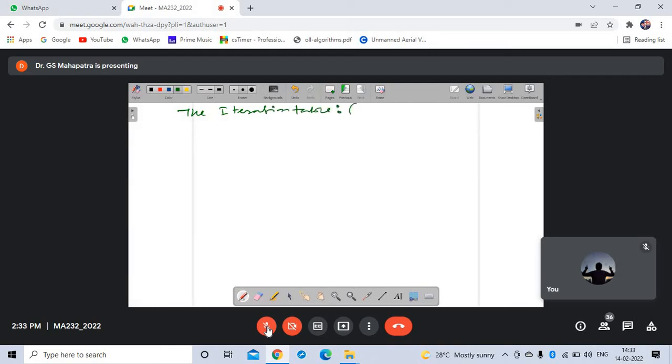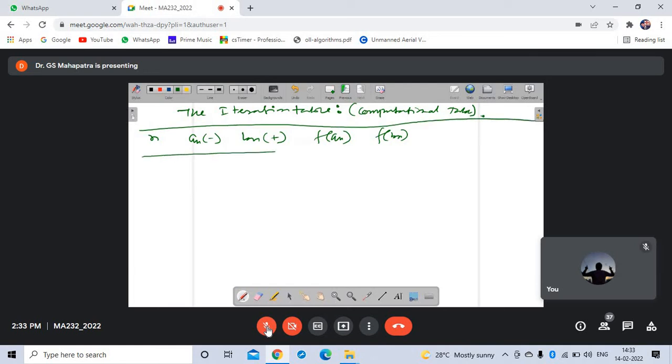Okay, or you can say computational table. Now the null table. As per scheme 2, an we should write negative, vn is positive. f of an, f of vn, then Hn. We know the Hn formula, xn plus 1, f of xn plus 1.